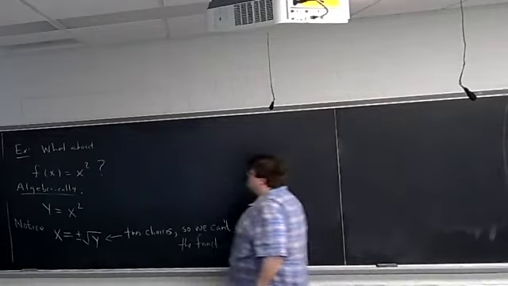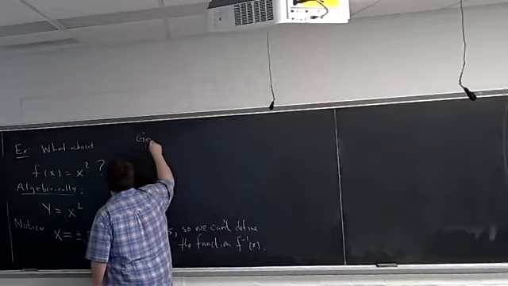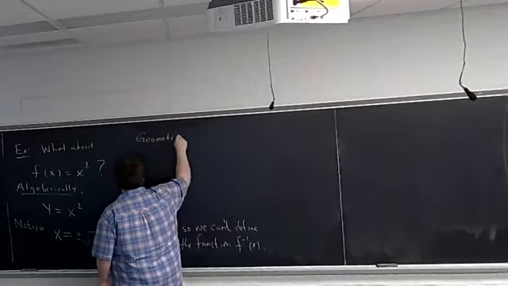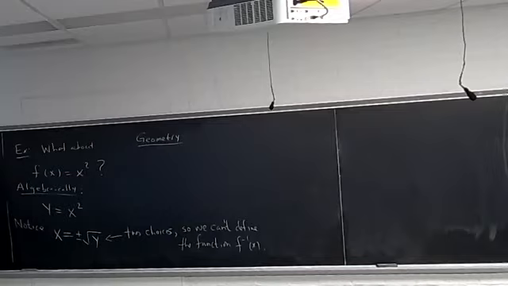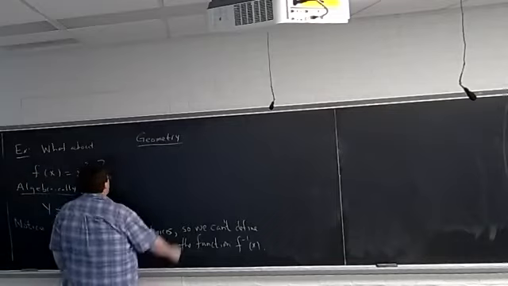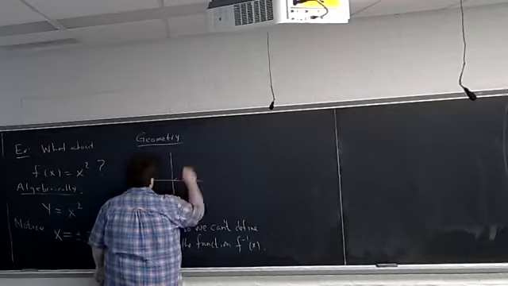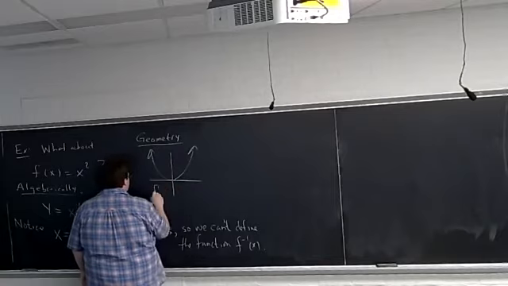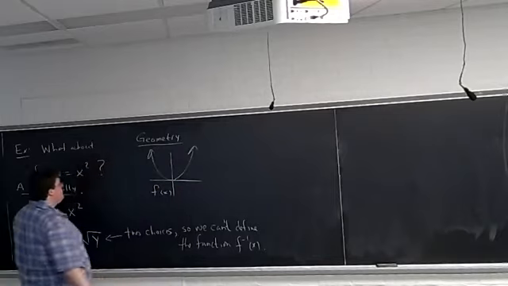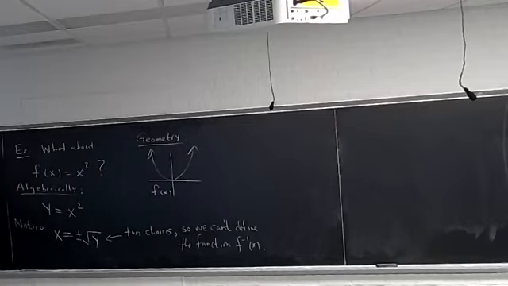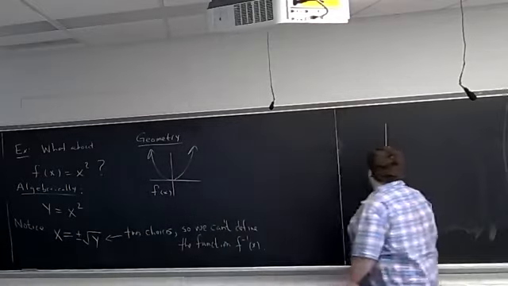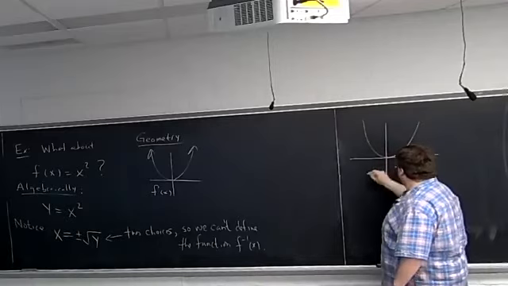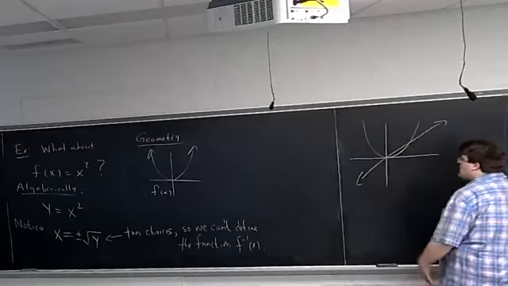Let's look now at the geometry. I find for this one that the geometric interpretation makes it much easier to figure out what goes wrong. Meaning, let's take our curve. We can sketch this curve. That's one of our standard curves. Here's f of x. And we want to flip that across the line y equals x. What would that look like? Well, we would take this and flip it over the line y equals x.